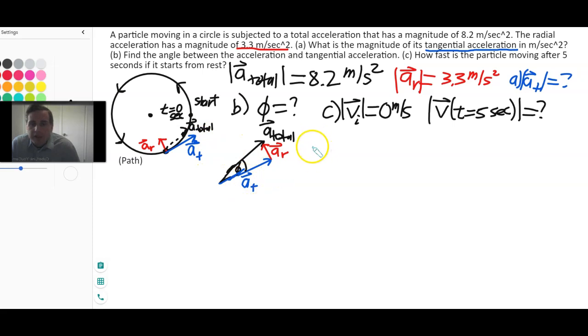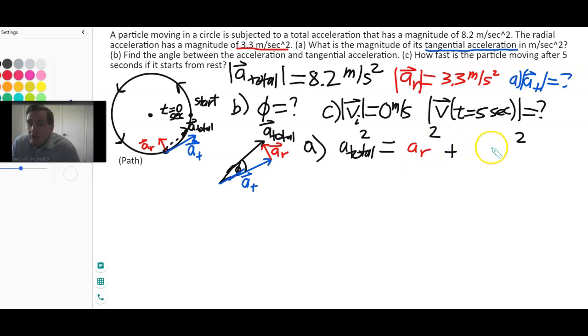All right. So let's see if we can answer part A. So part A, we want the tangential acceleration. So I hope that you can see that if A total is the hypotenuse, at least in terms of its vector magnitude, and AR and AT are the vector legs, we should be able to solve for AT. So we can say A total squared is equal to the radial component squared plus the tangential component squared, because this is the Pythagorean theorem in 2 dimensions.